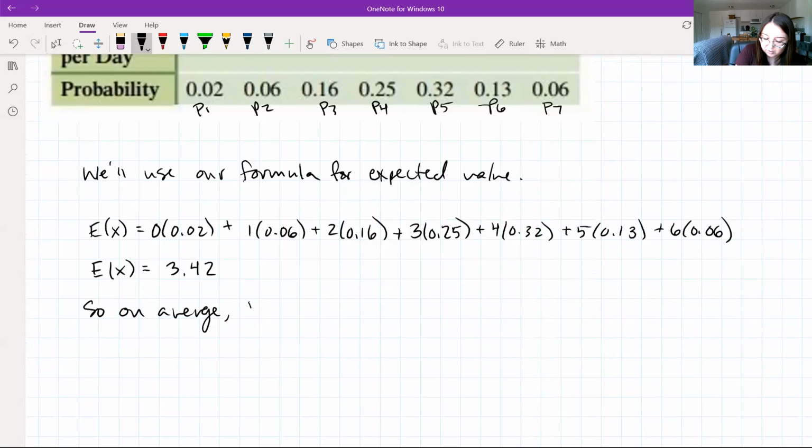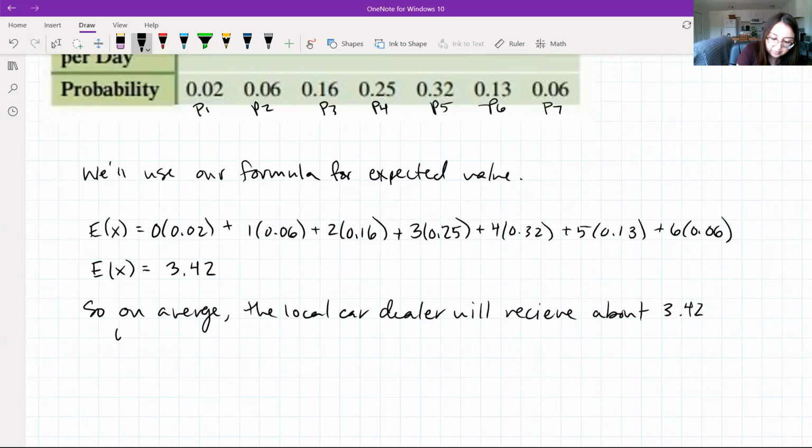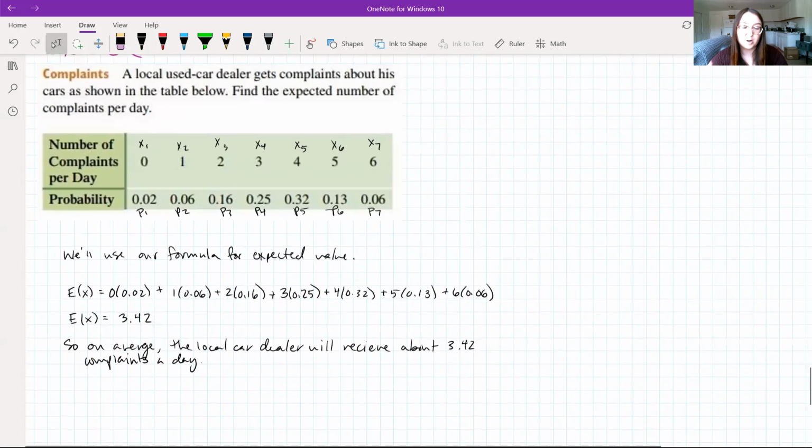So on average, the local car dealer will receive about 3.42 complaints a day. So that's how we would find the number of expected complaints per day. And we obviously see that you cannot have 3.42 complaints a day, but we know that over a long span of time, this is on average how many complaints we would get a day.